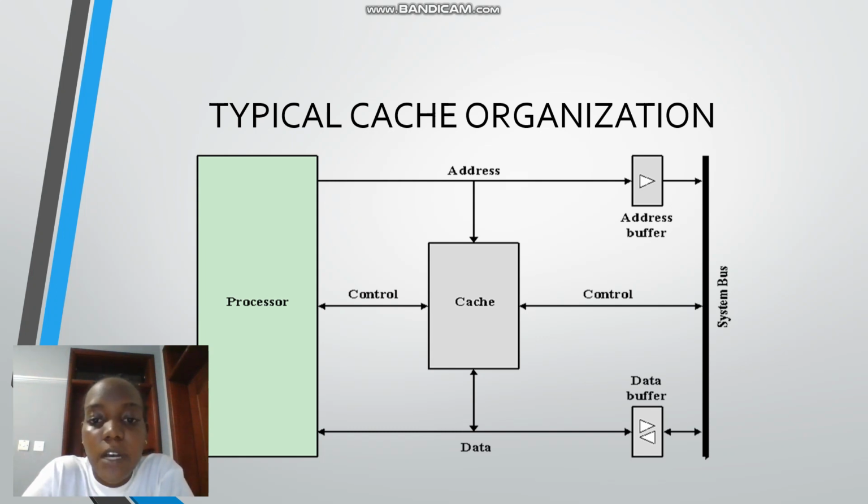Now, when a cache hit occurs, the data and address buffers are disabled and communication remains between the processor and the cache. Though when a cache miss occurs, that's if the word is not found in level 1 cache, the address is put back into the system bus and returned through the data buffer to both the cache and the processor. So it moves from level 1, checks through level 2 to level 3 continuously. That's the typical cache organization.